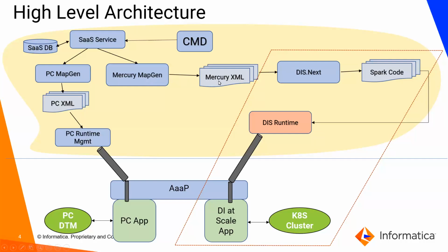It will be translated to the Mercury XML, like it will convert the PC XML to the Mercury XML, and it will be submitted to the DIS Next. DIS Next will do the LDTM compilation and optimization and generate the Spark code, and the Spark code will be submitted to the agent where the DAS at scale app will run the job on Kubernetes on Spark cluster.